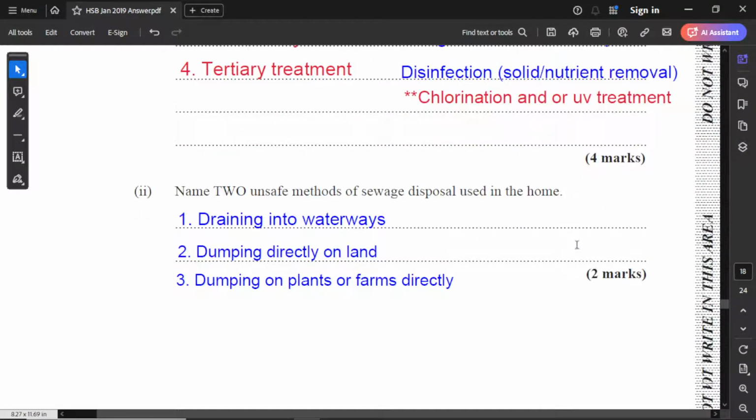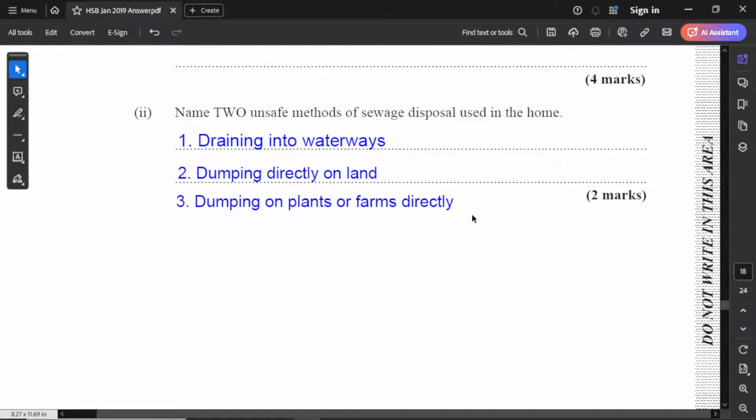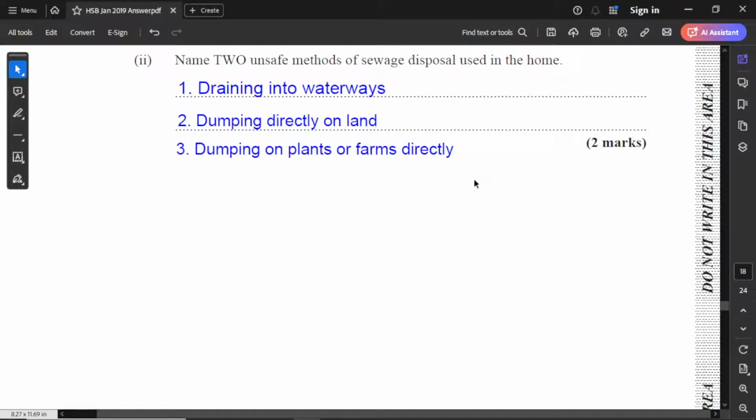All right, and then for part 2 of this question, it said, name 2 unsafe methods of sewage disposal used in the home. Unsafe is draining sewage into the waterways directly if you live near a river or the ocean. So if you live on the ocean front and you release the sewage in that, that's a bad thing. Dumping directly on the land is also a bad thing. And also dumping on plants or farms directly. So that will be untreated sewage going to your farm on lands or in water directly.